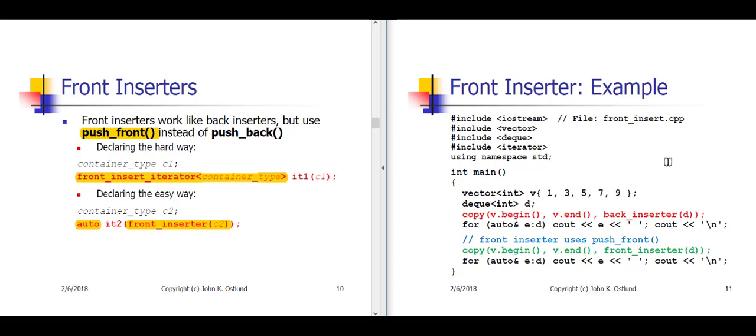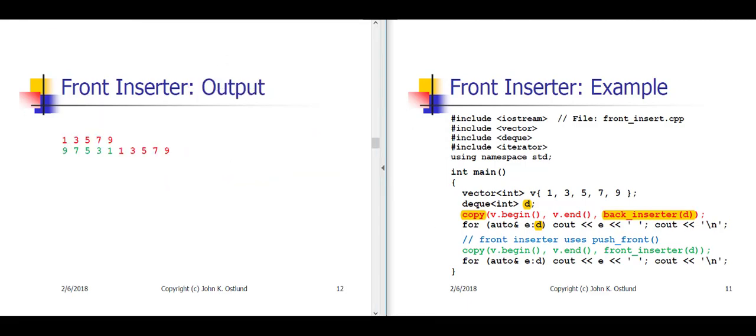Here on slide 11, I have V as a vector of int, 13579. I have D as a deck of int that is currently empty, and I'm using copy with back inserter, first of all, to copy all of the elements from V and push them one by one onto the back of D. So when I display the contents of D at this point, what I'll see, shown on slide 12, is 13579.